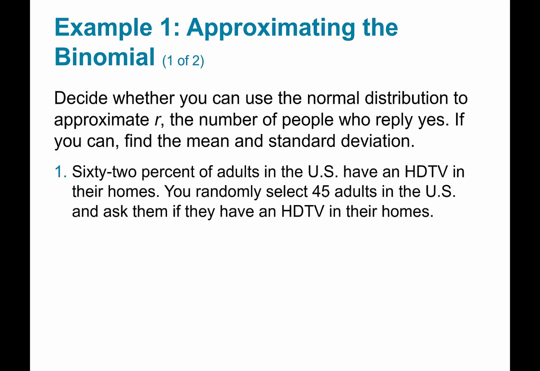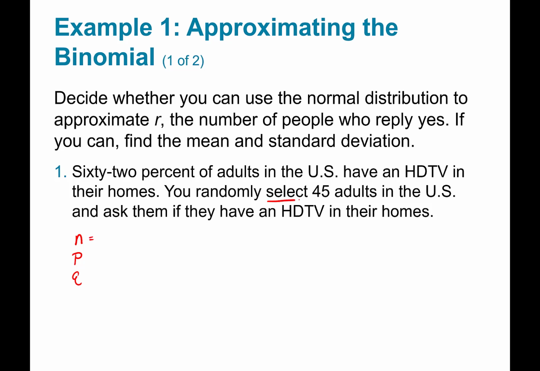Decide whether or not we can use the normal distribution to approximate r, the number of people who reply yes. And if we can, let's find the mean and standard deviation for that normal distribution. So 62% of adults in the U.S. have an HDTV in their homes. You randomly select 45 adults in the U.S. and ask them if they have an HDTV in their homes. To be able to determine whether or not we can use it, we need to define what n, p, and q are. So remember, n is our number of trials.